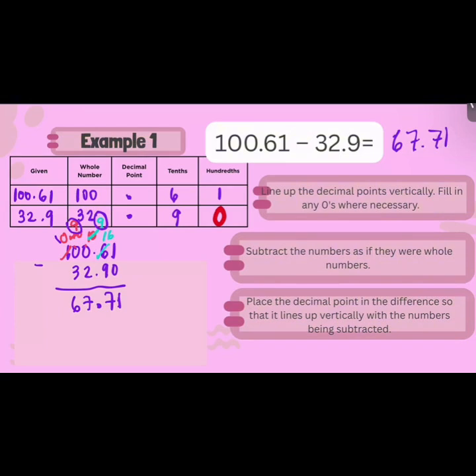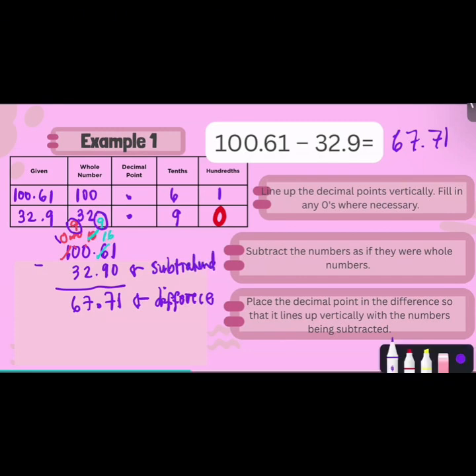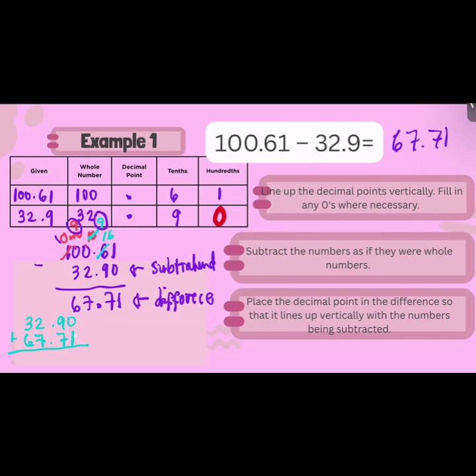To check if our answer is correct, what we are going to do is add the difference. The answer in subtraction is the difference. So we add the difference to our subtrahend, and the answer should be our minuend. Let's use a different color. We are going to add 32 and 90 hundredths plus 67 and 71 hundredths, and the sum should be 161 hundredths. So 0 plus 1 is 1.